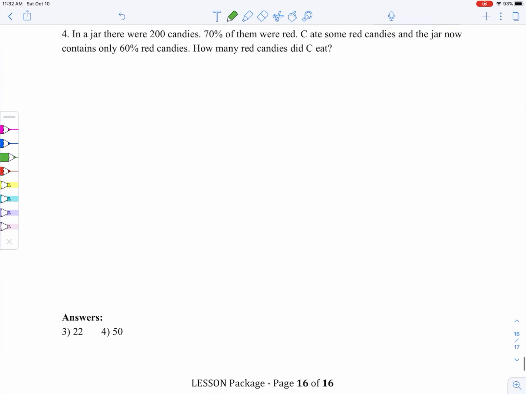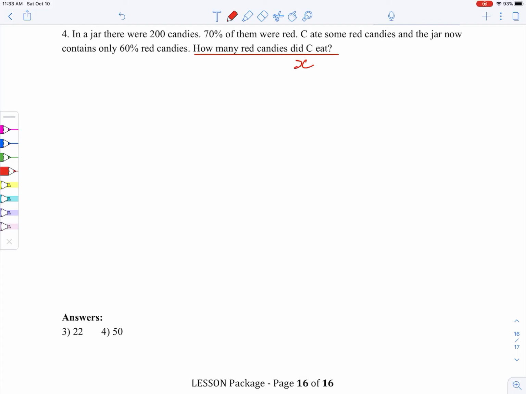Question 4. In a jar, there were 200 candies. 70% of them were red. C ate some candies, and the jar now contains only 60% red candies. How many red candies did C eat? That's going to be our x.